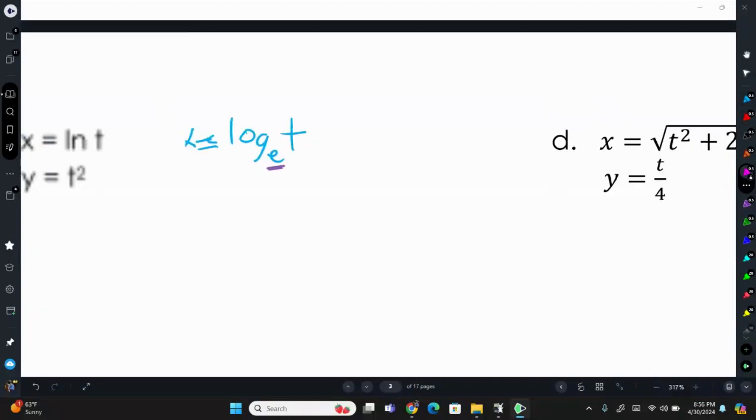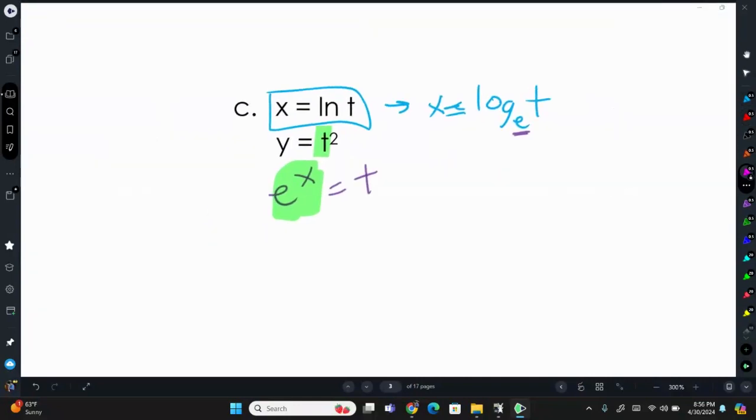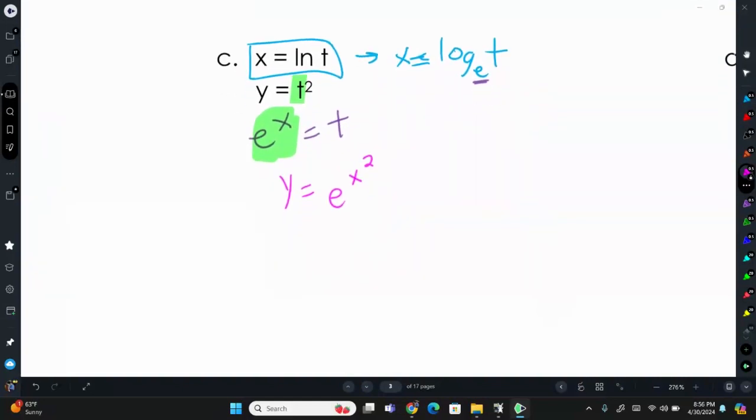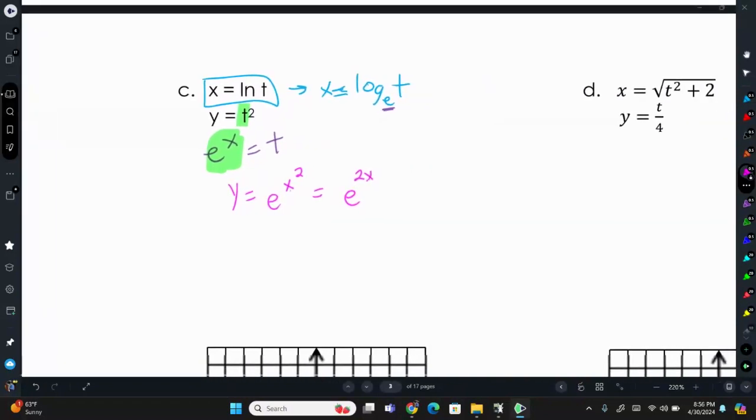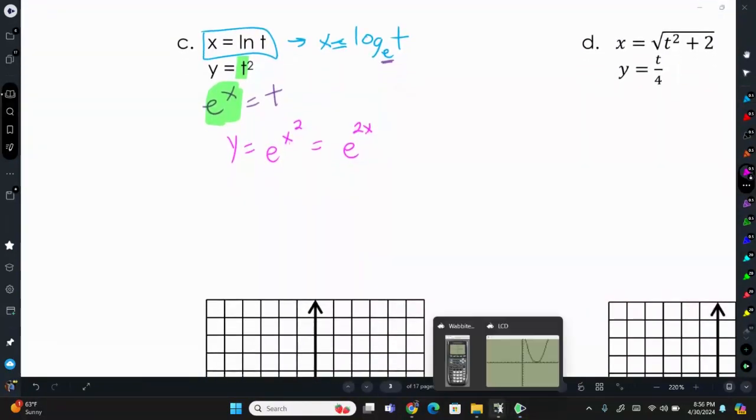So this is going to give us y equals e to the x squared. Well, we know, by the properties of exponents, that if I have an exponent raised to an exponent, we multiply them. So it's y equals e to the 2x. Now let's get into our calculators.